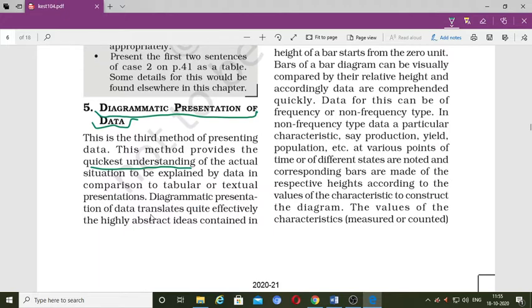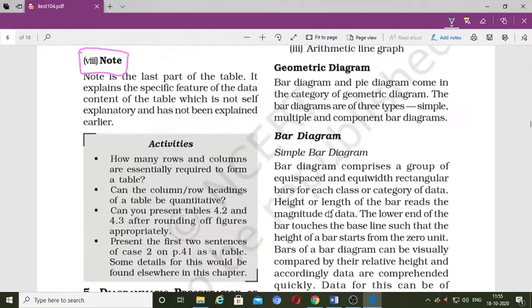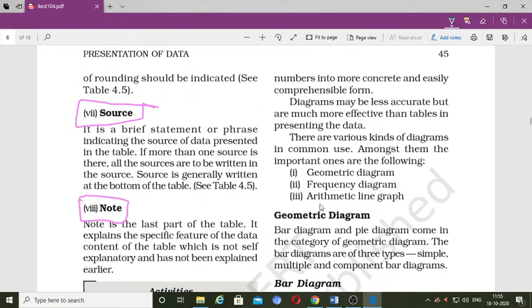Diagrammatic presentation of data translates quite effectively the highly abstract ideas contained in tables. Sometimes by looking at the table, we may not be able to comprehend that table easily. But when we see the diagram, it is easily comprehensible for us. हम देख के डायग्राम को अंडरस्टैंड कर सकते हैं कि डायग्राम में क्या ट्रेंड्स बताए जा रहे हैं. Clear?